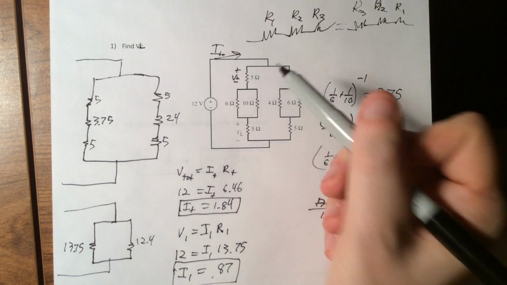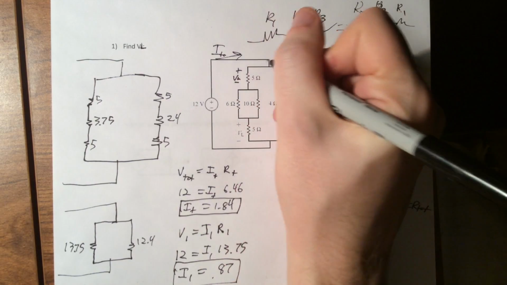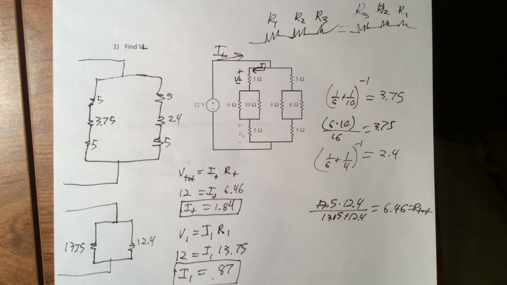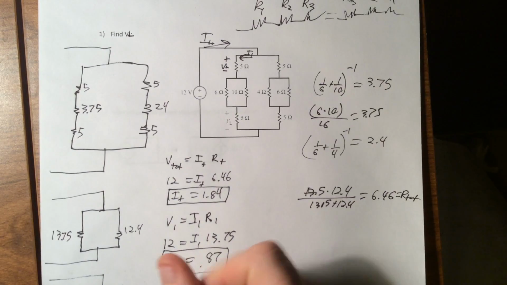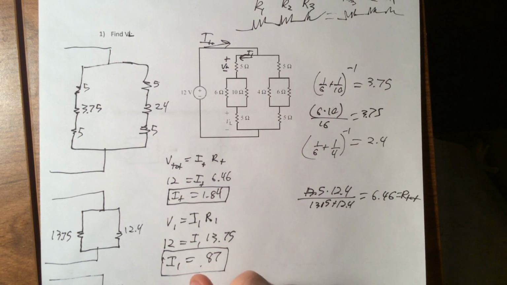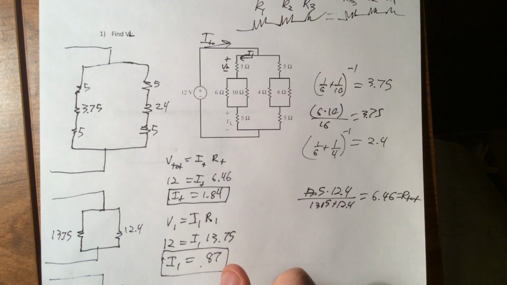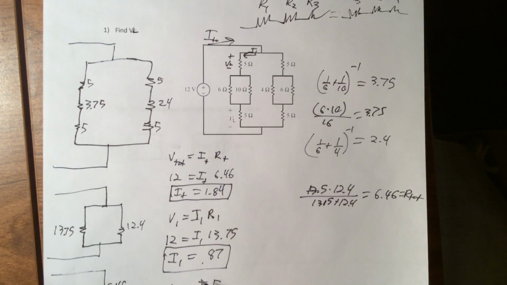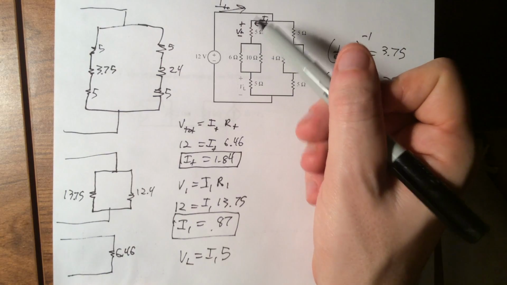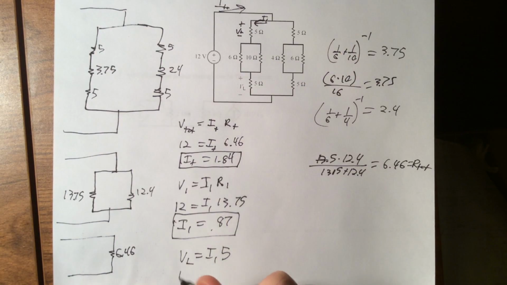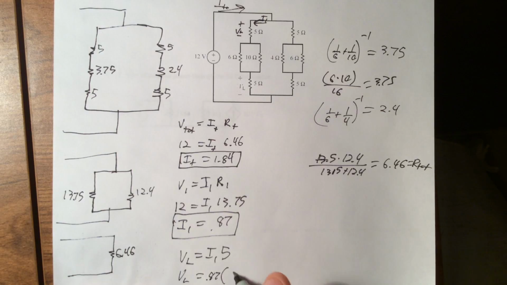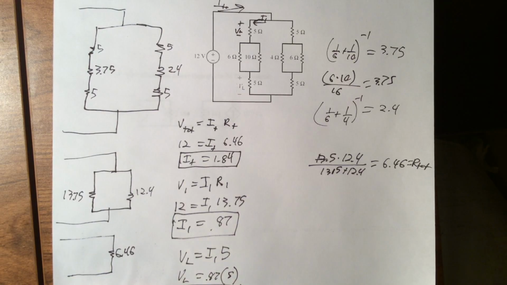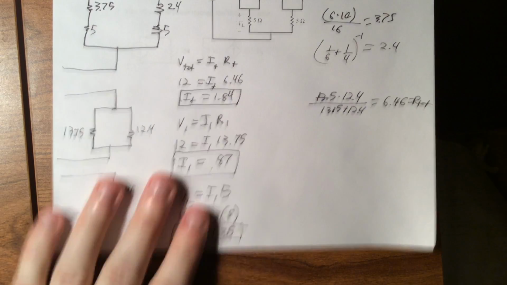Now we have the current coming through here. Let's just do this. This is going to be called I1. Now that we have the current going through there, we're going to do VL equals I1 times the 5 ohm resistor, because it's going through that 5. So we're going to get VL equals 0.87 times 5. VL equals 4.35. Done. Cool. Move on to the next one.